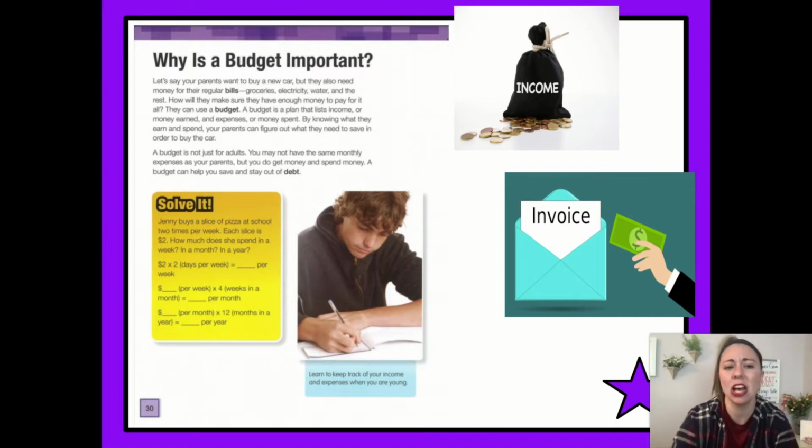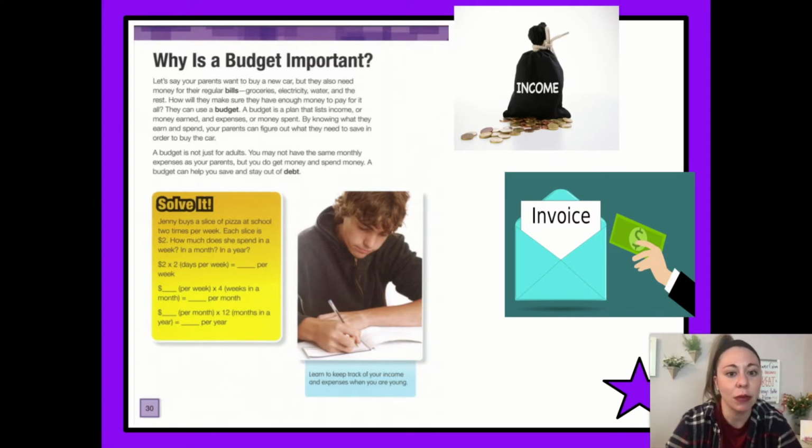So our first heading says, why is a budget important? Let's say your parents want to buy a new car, but they also need money for their regular bills, groceries, electricity, water, and the rest. How will they make sure that they have enough money to pay for it all? They can use a budget. A budget is a plan that lists income or money earned and expenses or money spent. By knowing what they earn and spend, your parents can figure out what they need to save in order to buy the car.